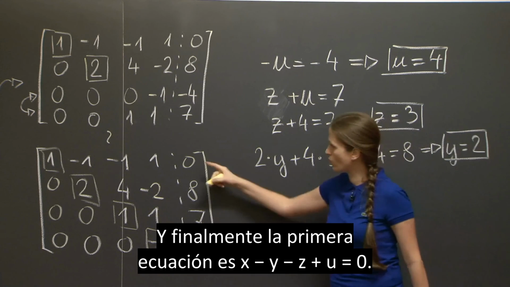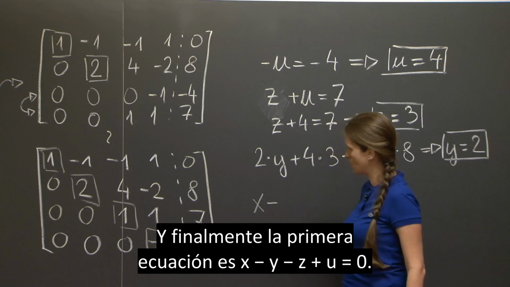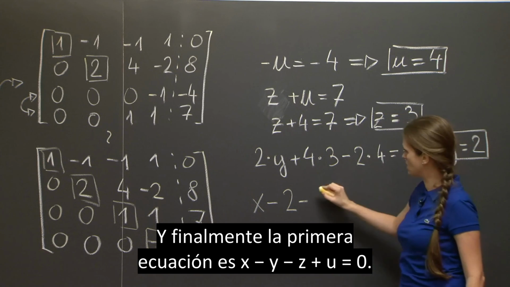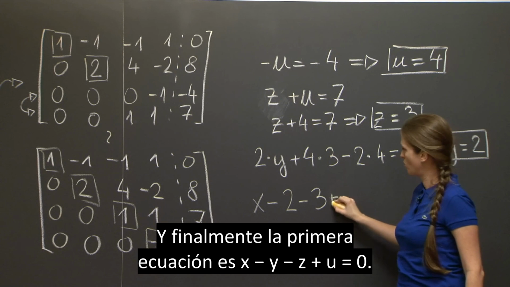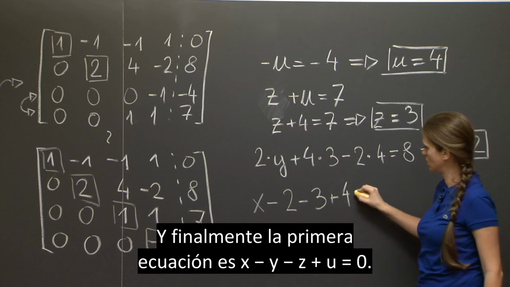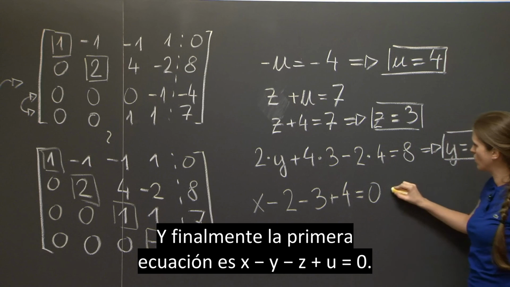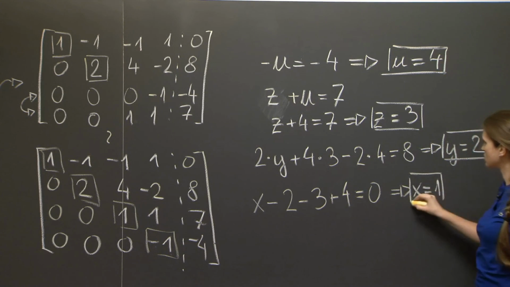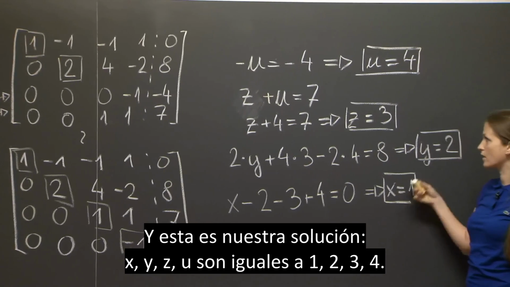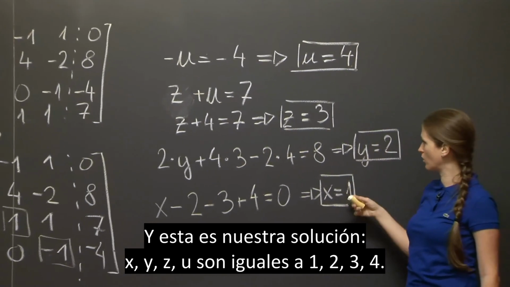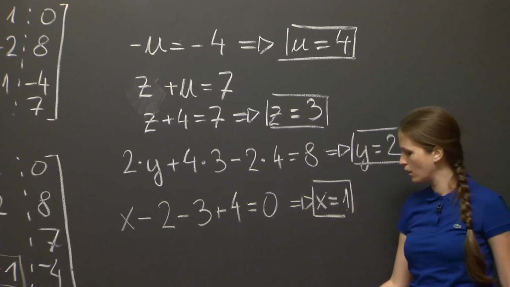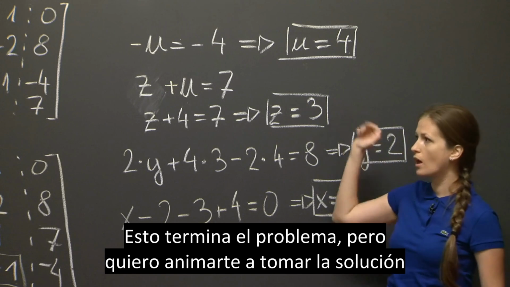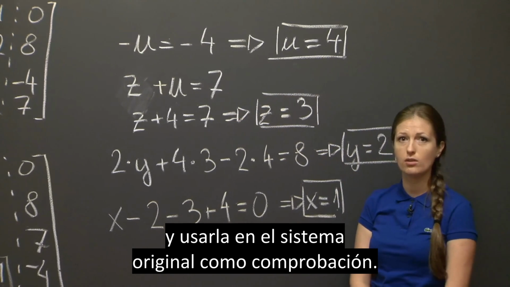And finally, the first equation reads x minus y minus z plus u equals 0, or x equals 1. And this is our solution. x, y, z, and u equal 1, 2, 3, and 4. This finishes the problem, but I would very strongly encourage you now to take this solution and plug it back into the original system and check if it's really a solution.